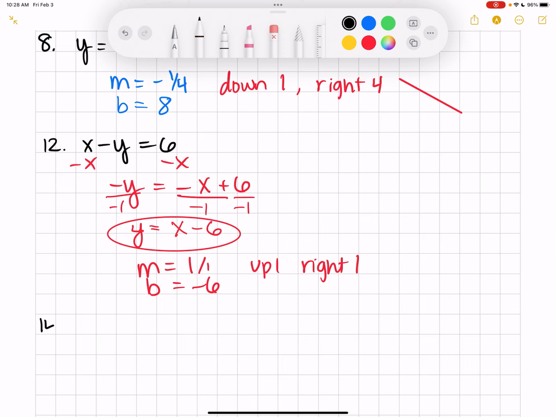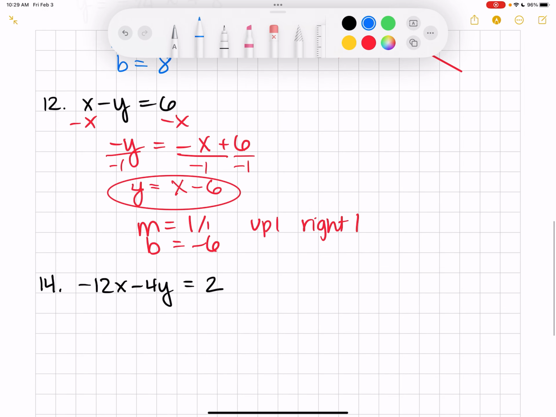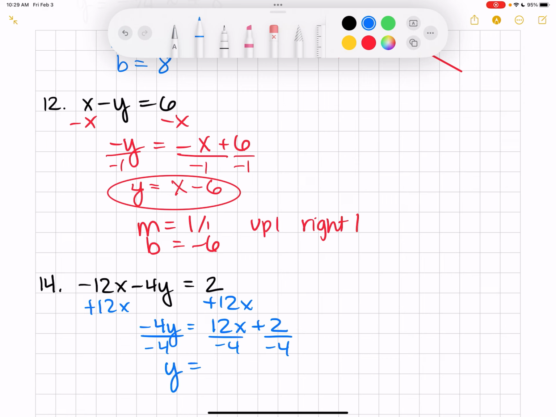Let's see, 14. Negative 12x minus 4y is equal to 2. So how do I get y by itself in this one? Add 12x on both sides first. So I have negative 4y is equal to 12x plus 2. And then what do I do? Divide by negative 4 from everything. So that leaves me with just a y on the left is equal to 12x divided by negative 4, which is negative 3x. And then 2 divided by negative 4, that's just going to reduce to negative 1/2.